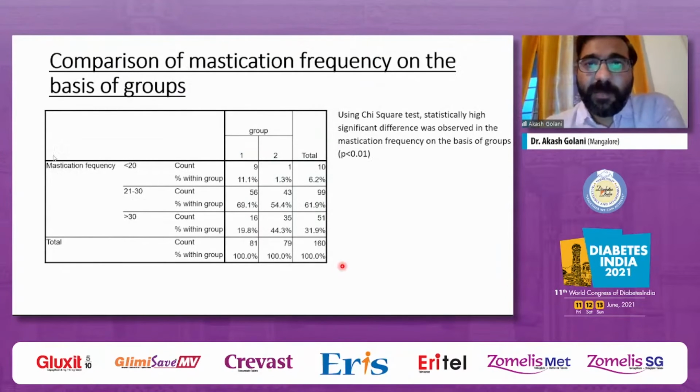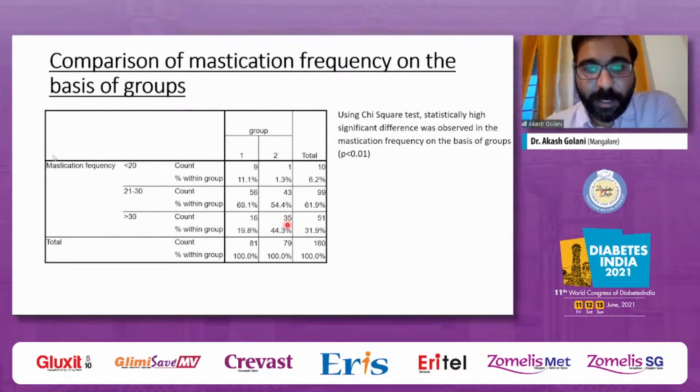Going into the comparison of mastication frequency on the basis of groups, we have taken class intervals for the mastication frequency: less than 20, 21 to 30, and more than 30. This is the mastication frequency the patients had on the first day. We have seen a very striking difference: among group 2, the normoglycemic individuals, they are having a better mastication frequency.